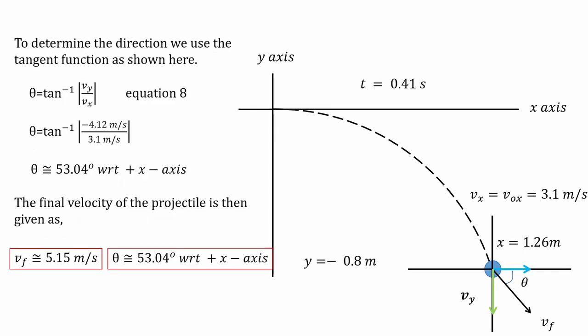To determine the direction, we use the tangent function as shown here in equation 8. Substituting the known values, we have the value of theta to be about 53 degrees with respect to the positive x-axis. So, the final velocity of the projectile before it hits the surface is given as 5.15 meters per second, and 53.04 degrees with respect to the positive x-axis.